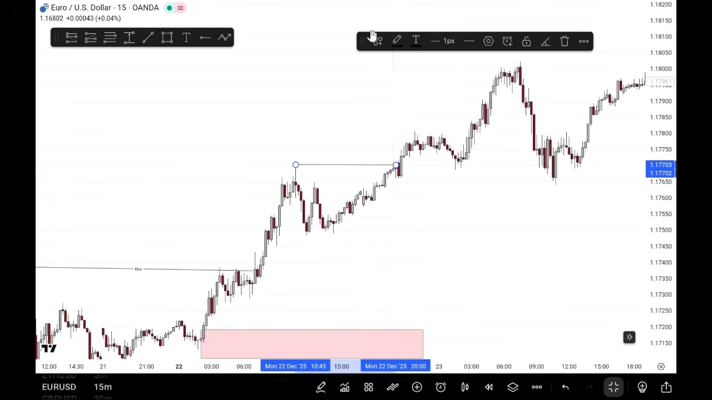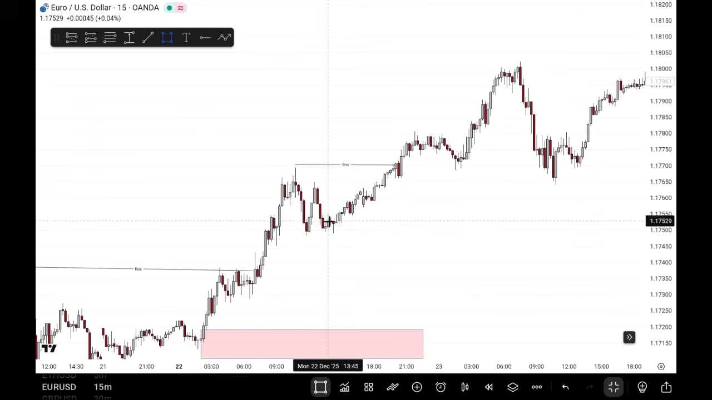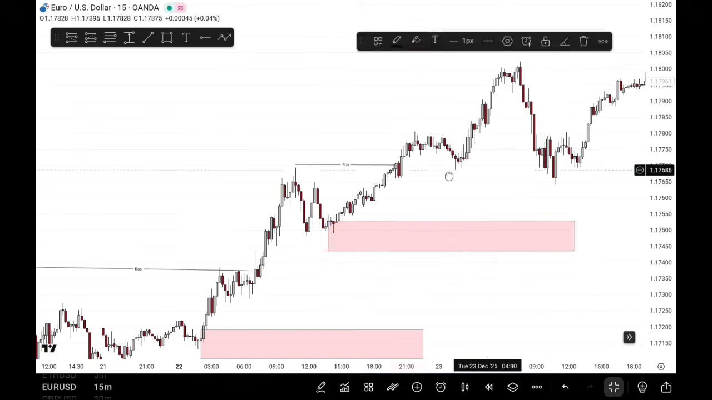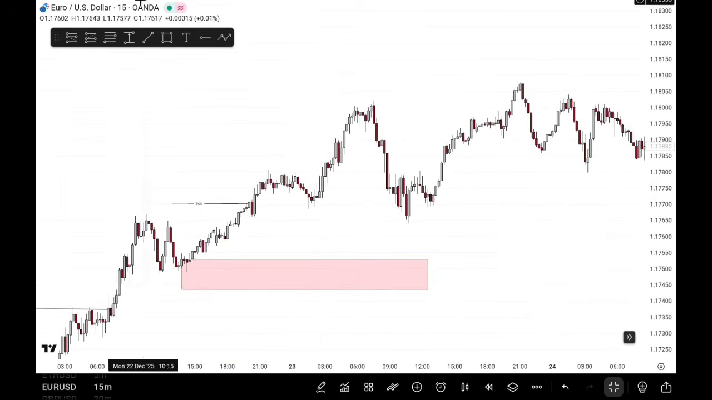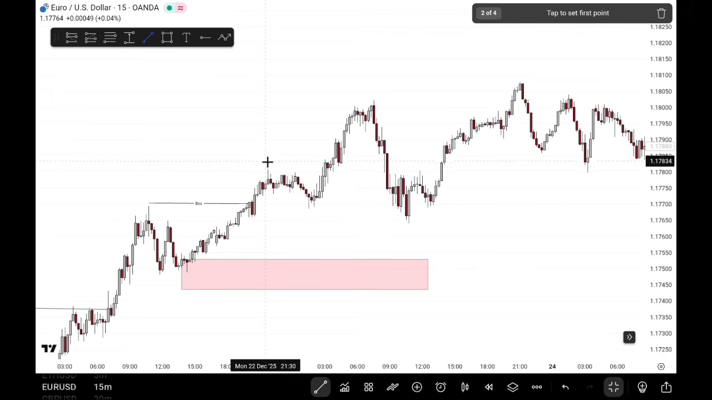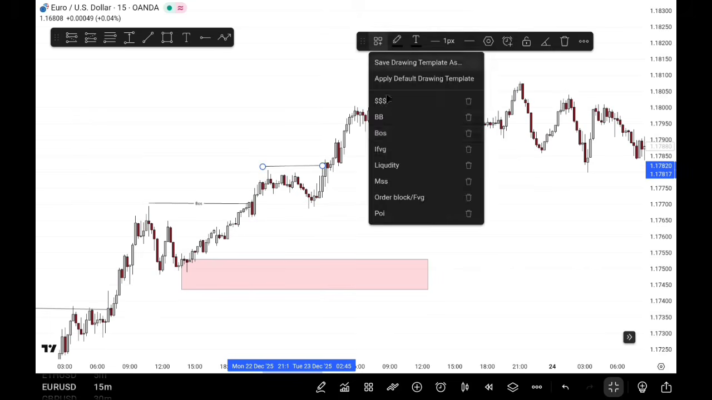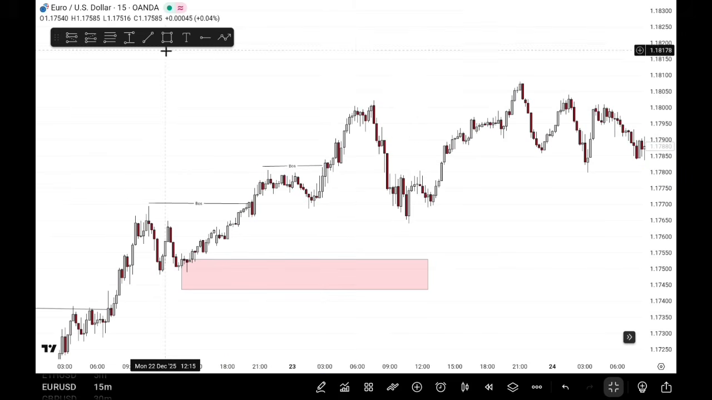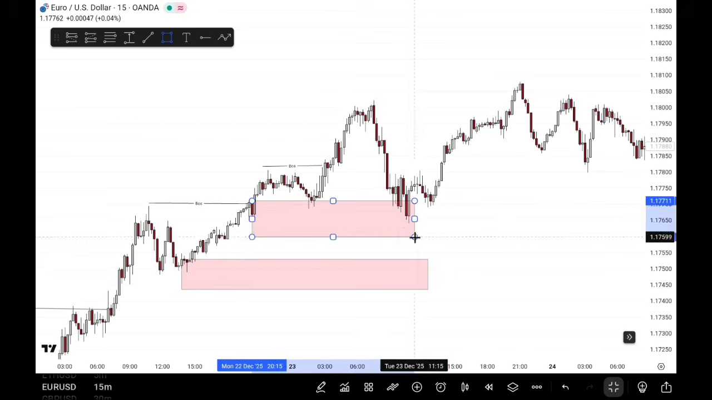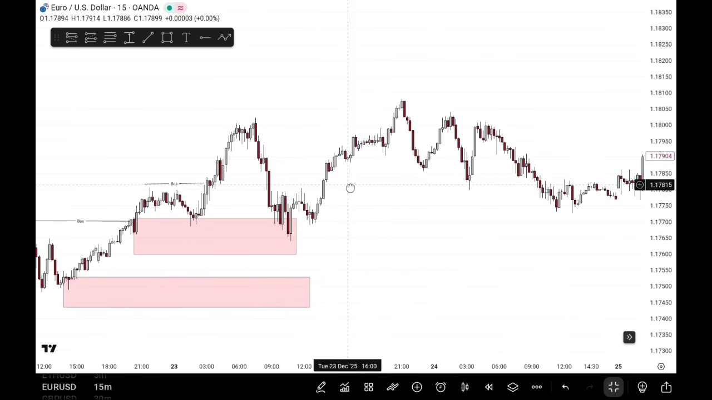So price did not return to the order block. This is the order block that caused the break of structure to the upside. Price did not return to that order block. All right, so we also have another internal break of structure at this point to the upside. Price reacted from this order block, which is here, and gave us another move to the upside.